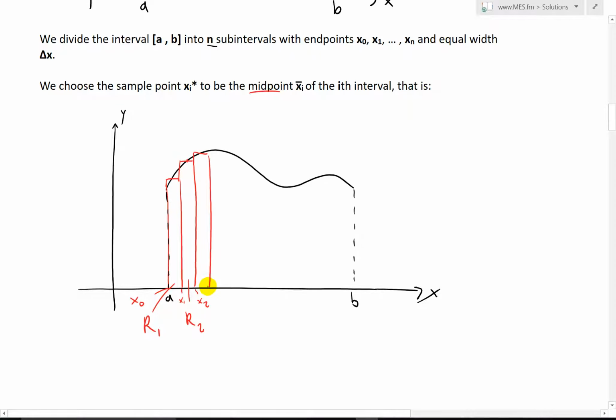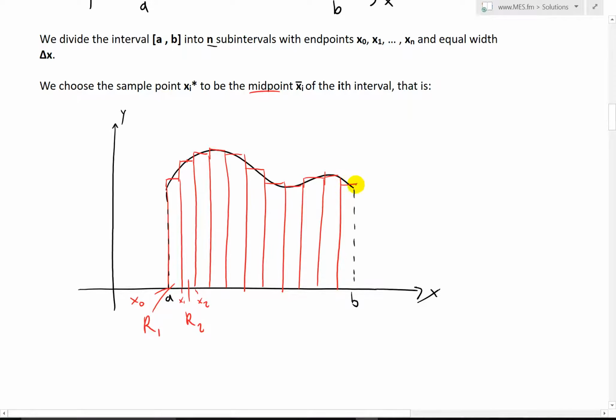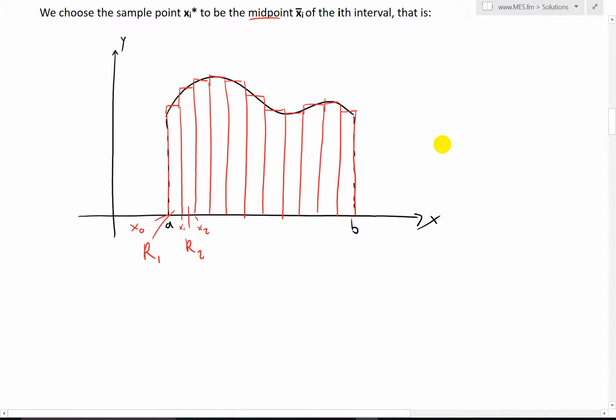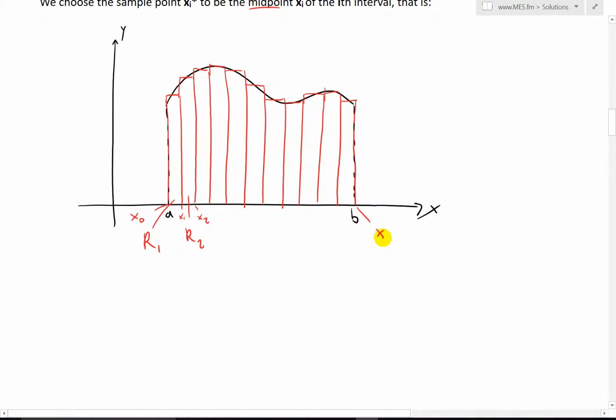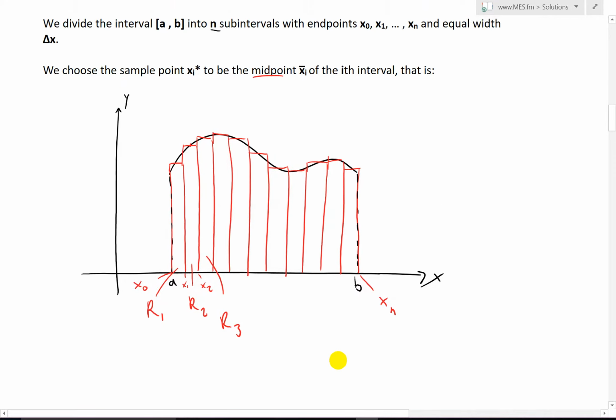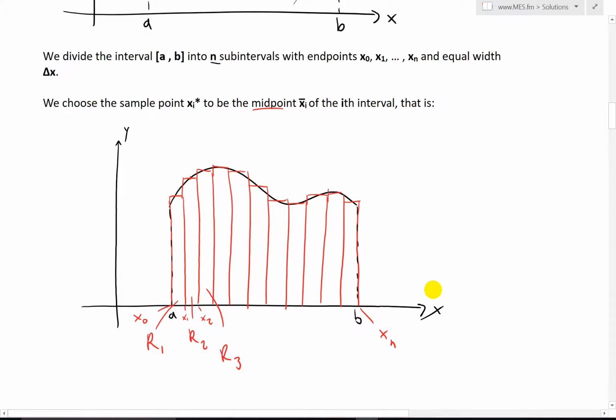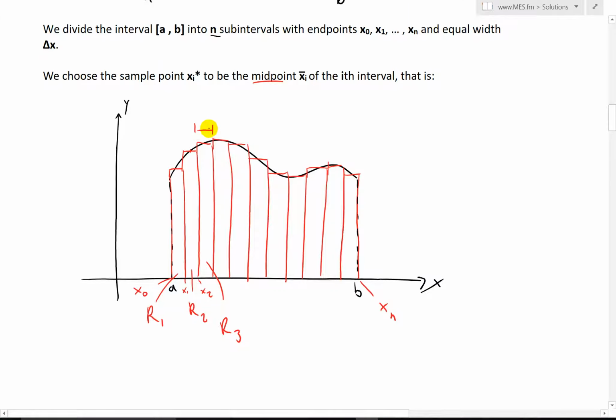So let's draw another one here. Let's just keep drawing these out like that. It's not to scale. Keep going. So it's something like that. So we have all that, and this one all the way up to here is our xn, and this is, let's say, R3, and again you have R4, R5. These are all subregions of this entire thing, and again the width of every single one is a delta x.